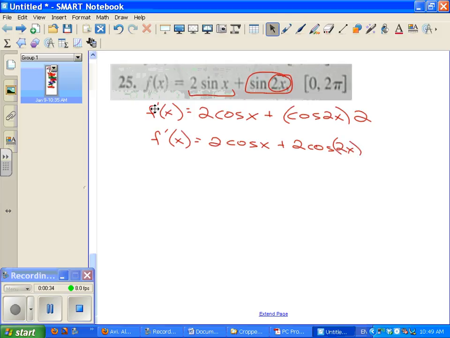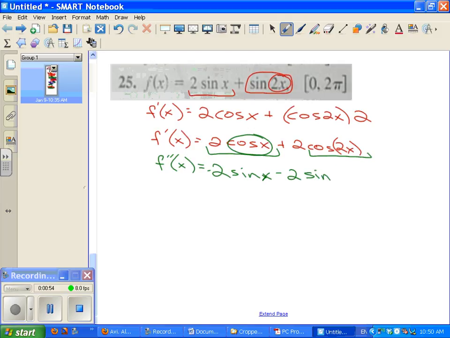All right. Then I want to take the derivative of this. All right. I'm going to get 2. What's the derivative of cosine? Negative sine of x plus. All right. 2. What's the derivative of this? Negative cosine. So negative sine of the inside left alone times the derivative of the inside. 2. Okay.